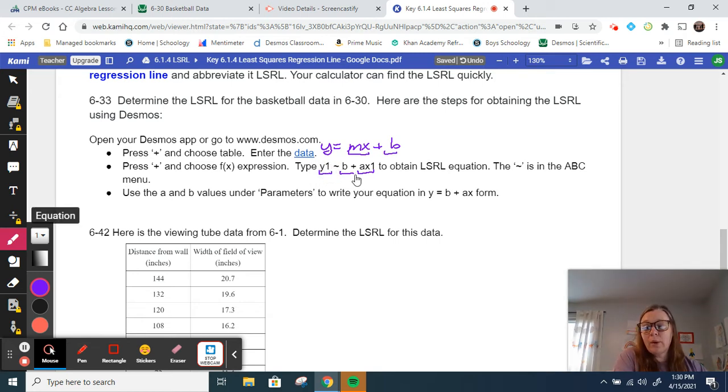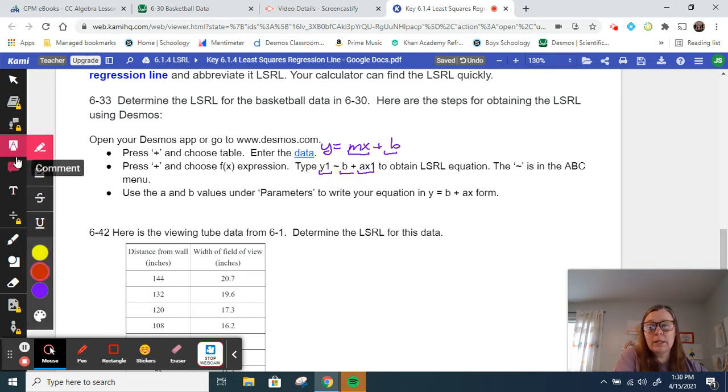And then the other thing I want to draw your attention to is this little symbol here is a tilde. That means approximately equal to. Okay. So this on your keyboard is next to the number 1, or if you're using the Desmos keyboard, it's in the ABC menu. I'll show that to you. All right, and then it says the A and B values that show up under parameters, we're going to substitute into this equation for A and B, and then that will give us our equation in decimals.